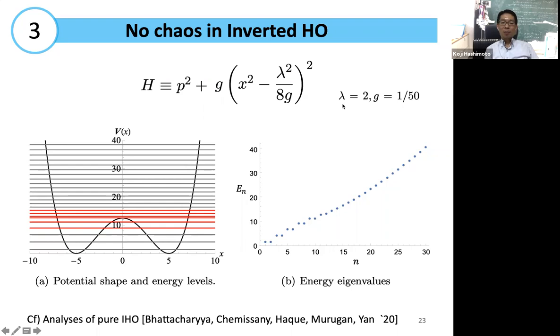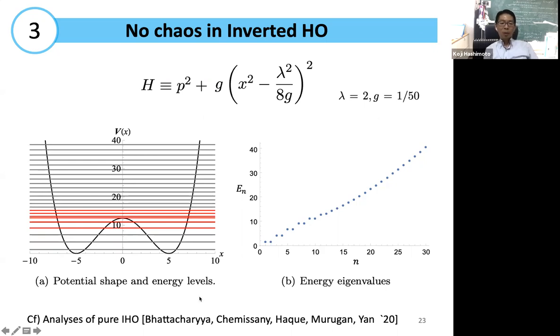And this lambda, which is a parameter here, actually gives you a classical Lyapunov exponent around the top of the potential. So lambda equals 2 means that if you put a particle here, then the sensitivity to the initial condition is just given by the Lyapunov exponent, which is equal to 2.